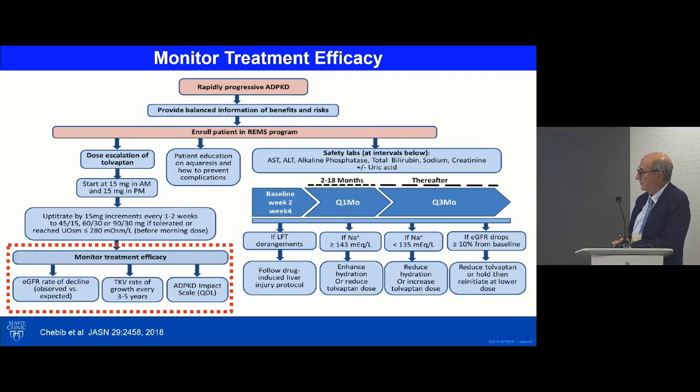Sometimes one can plot the rate of decline after a few years and see whether there is a shift from one class to a lower class or a tendency to go that way. That would be one possibility. Measuring the kidney volume, we do not recommend that, although maybe after 3, 4, 5 years, one can do that and again do the same calculation. And then quality of life is important.